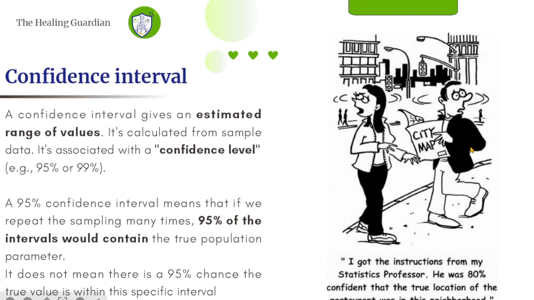So probably this is a couple or what? So they were looking for a place, and the man told the girl that I got the instructions from my statistics professor, and he was 80% confident that the true location of the restaurant was in the neighborhood. He didn't say that there is 80% chance that it is the neighborhood, but that is the confidence level. What is our confidence interval?